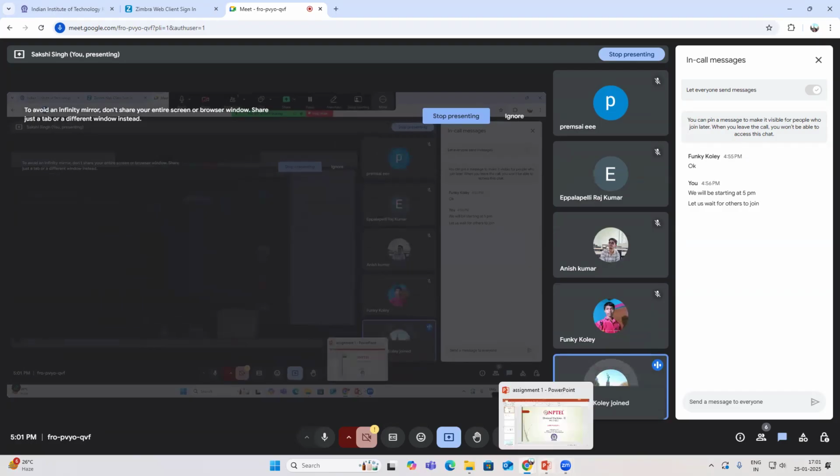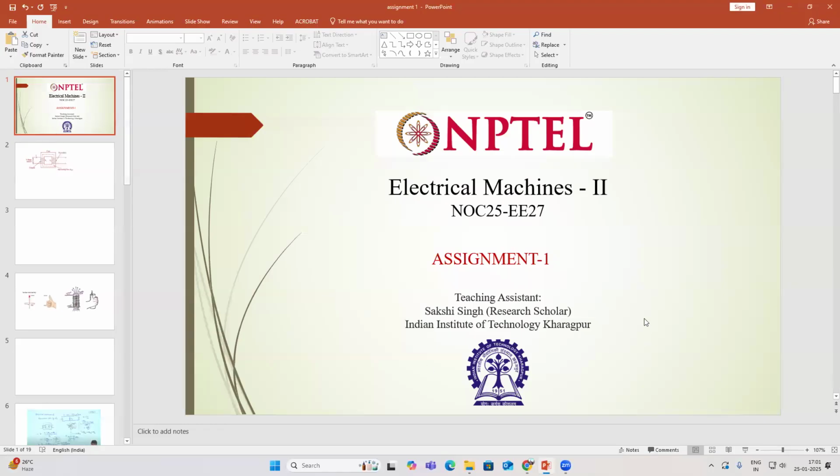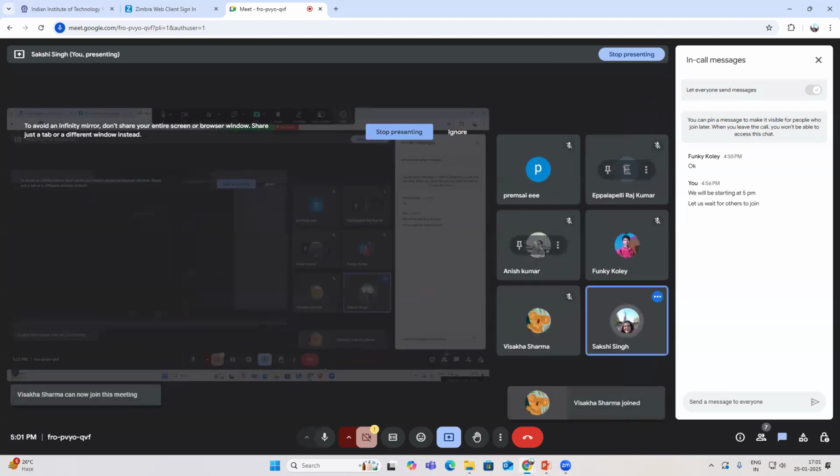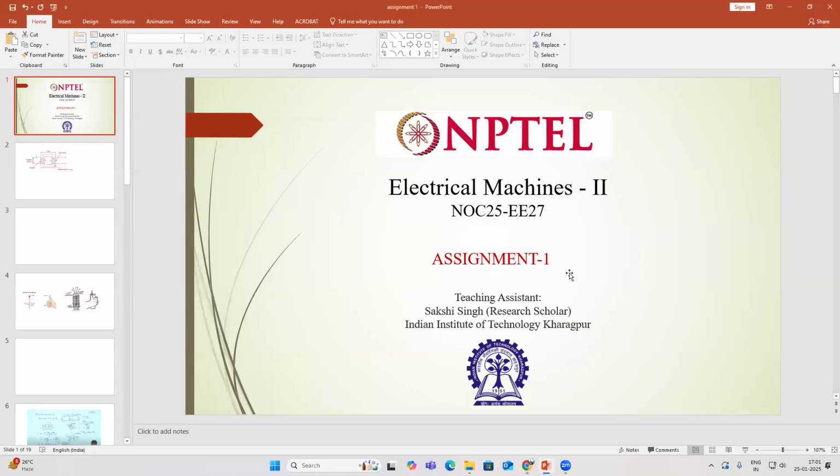Okay, so I'm starting the lecture. This is Electrical Machines 2. This course has two parts, Electrical Machines 1 and Electrical Machines 2. In Electrical Machines 2, we will be discussing synchronous machines and induction machines. Electrical Machines 1 was already taken in the last 6 months, from September to December, where the main focus was DC machines and transformers. In this one, the main focus is synchronous machines and induction machines.